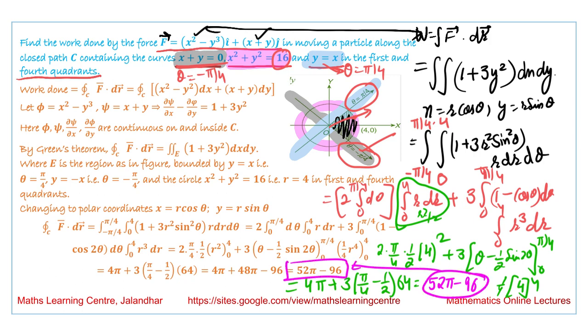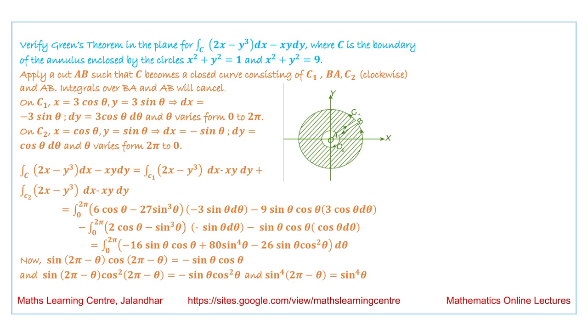So the integral, that work done in this case, is 52 pi minus 96. Now the next question we have is, verify Green's theorem in the plane. This function is given where C is the boundary of the annulus enclosed by the circles x squared plus y squared is equal to 1 and x squared plus y squared is equal to 9. So these are the two circles that we have.